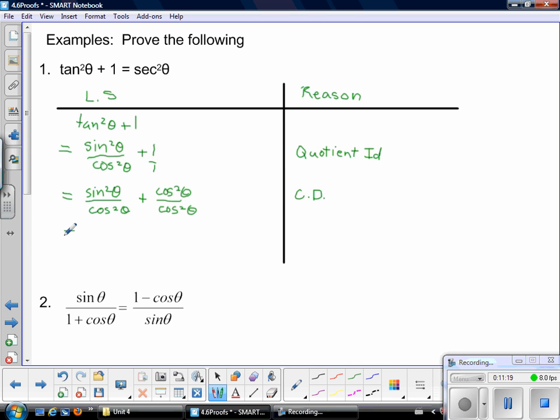So now I'm going to add those together. I have sine squared theta plus cos squared theta, all over cos squared theta. What did I do? I added, and you can write add fractions if you want to put that.